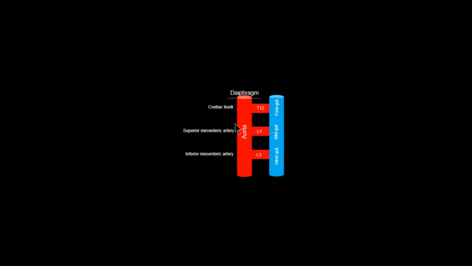The second ventral branch of the descending aorta is the superior mesenteric artery, which supplies the midgut and is given off somewhere at the level of the first lumbar vertebra. The midgut then gives rise to the distal half of the descending part of the duodenum, jejunum, ileum, cecum, appendix, ascending colon, and the proximal 2/3 of the transverse colon. Just to note, the junction of the proximal 2/3 and the distal 1/3 of the transverse colon marks the junction of the midgut and the hindgut.